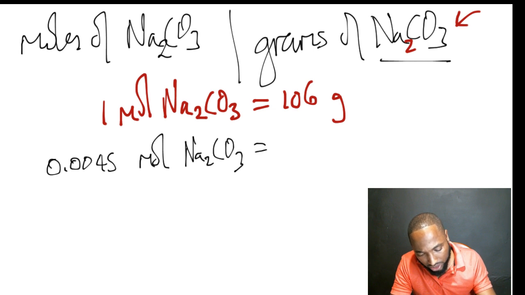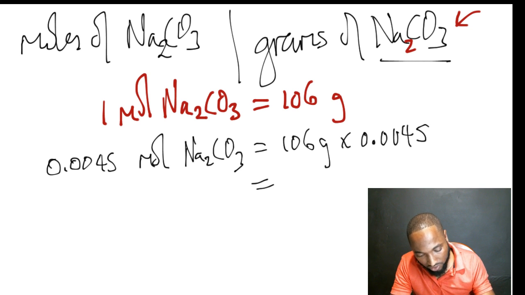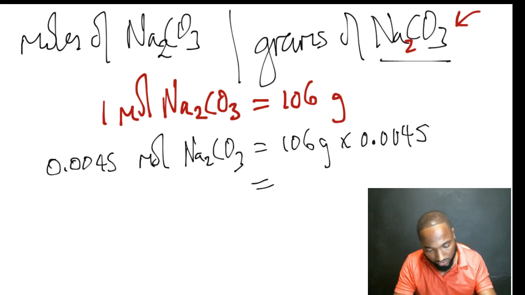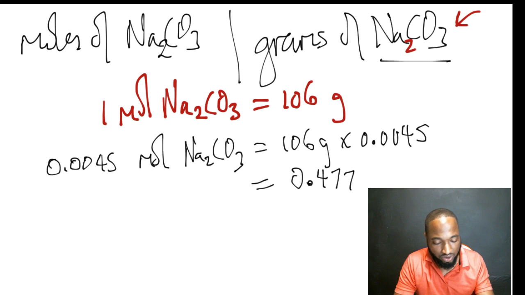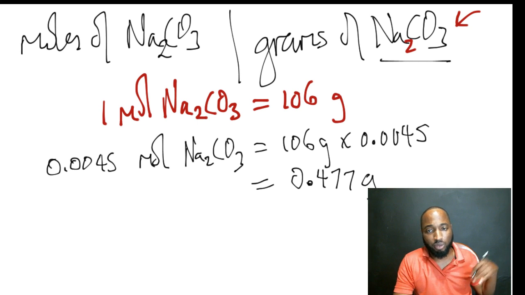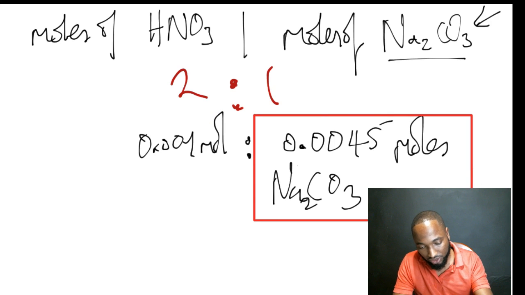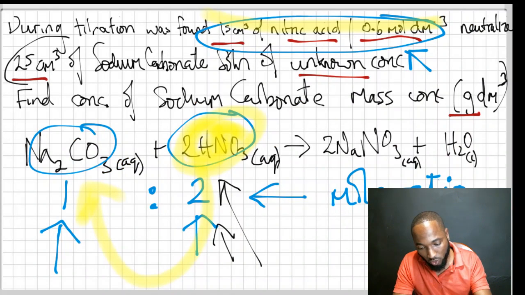Since this is 1, I don't need to find for 1. I just need to multiply. So it's going to be 106 grams times 0.0045. Work that out for me. Tell me how many grams we're dealing with. This is 0.4777. Now, if you're watching the book, you'll see a different way, but I'm just showing you the thoughtful method. This represents how many grams in what? 25 cm cube.